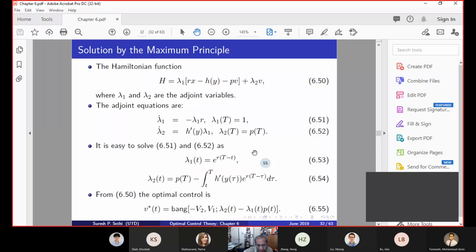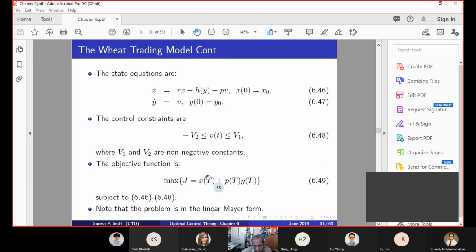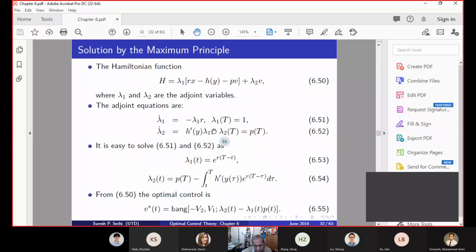Let's solve this problem quickly, and then we'll go to the state constraints later. The Hamiltonian is lambda 1 times this plus lambda 2 times v. Adjoint equation: lambda 1 dot is minus lambda 1 r, lambda 1 T equals 1, lambda 2 dot is, and lambda 2 T is PT. These conditions come from the Meyer form, which are these coefficients of XT and YT. We can solve lambda 1 easily, which is e to the r(t minus T). This is very similar to the cash balance problem in chapter 5.